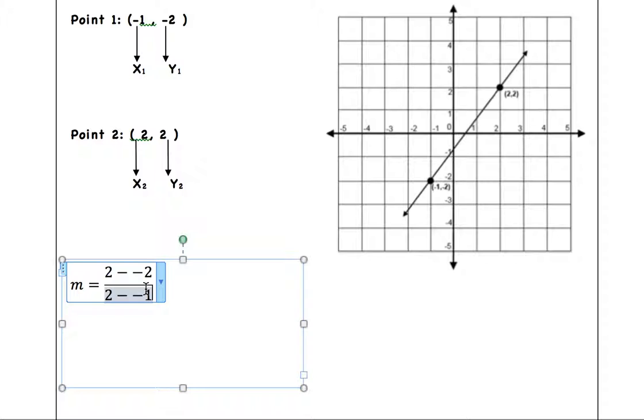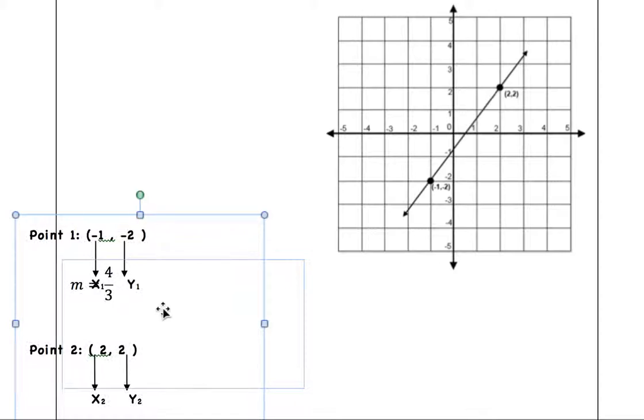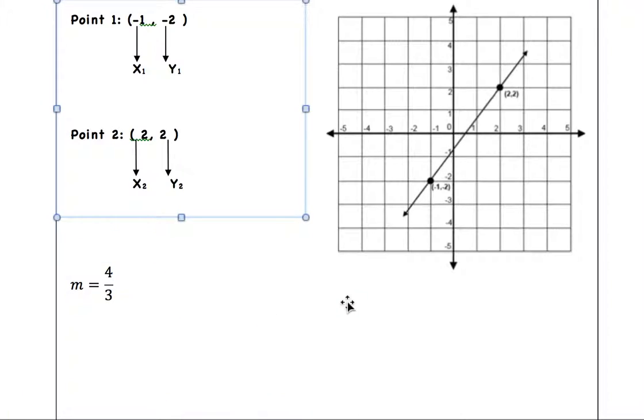So you got to be good here at adding and subtracting positive and negative numbers. When you subtract a negative, it turns into a positive. So 2 minus negative 2 is the same thing as 2 plus 2, so it's 4. 2 minus negative 1 is the same thing as 2 plus 1. When you subtract a negative, it turns into an addition. So that would be 3. And so according to the formula, my slope is 4 over 3.